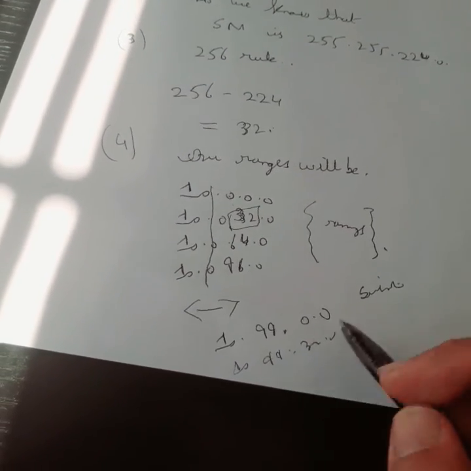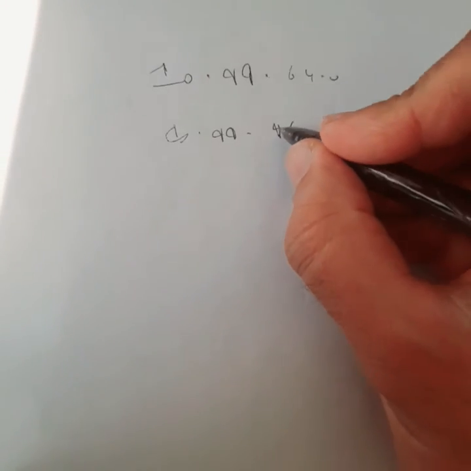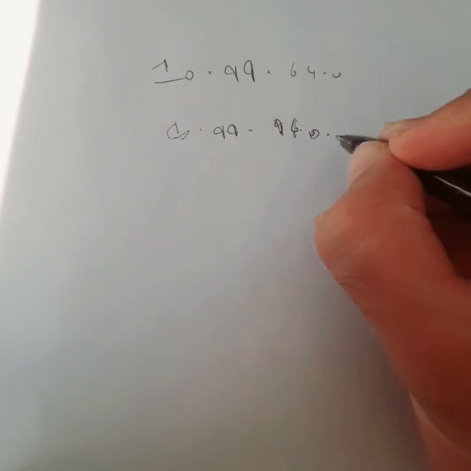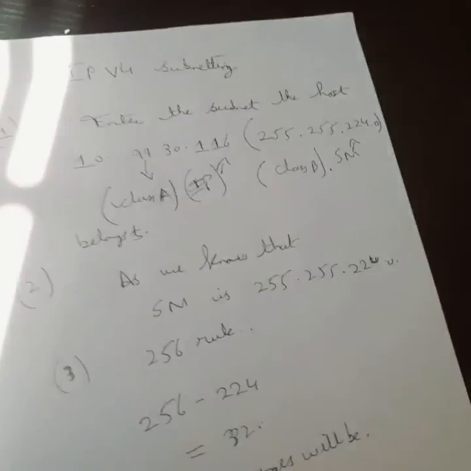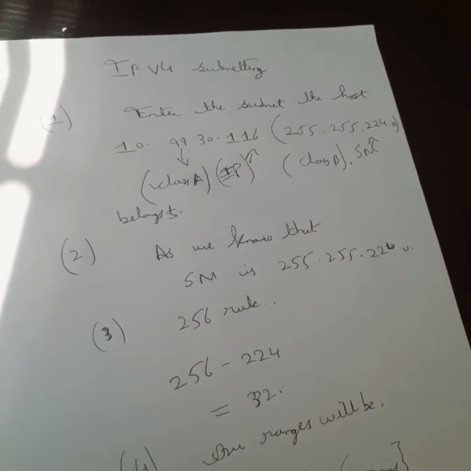So these are going to be our subnets: 10.99.0.0, 10.99.32.0, and then we have 10.99.64.0, and then we have 96.0. So coming back to the main question.